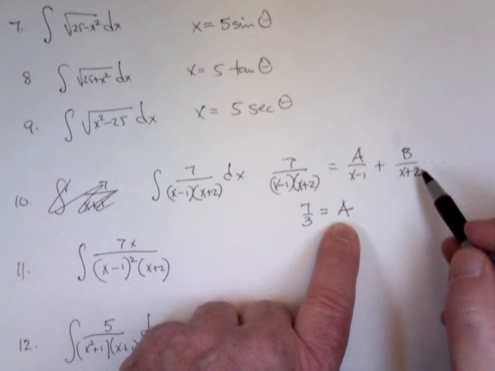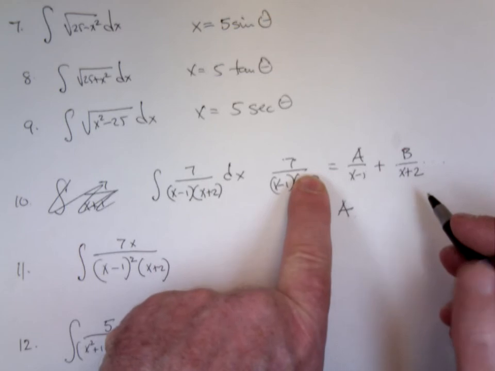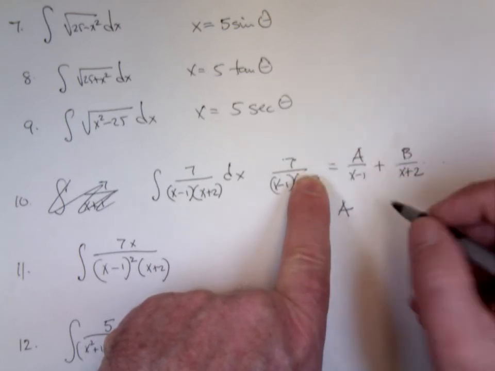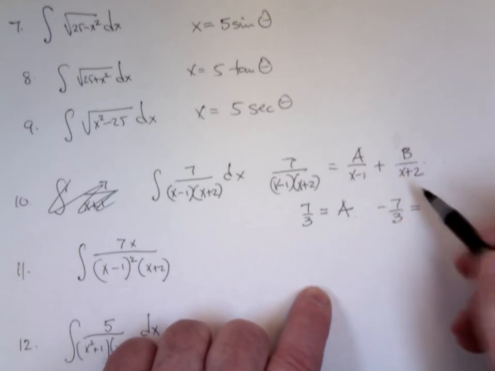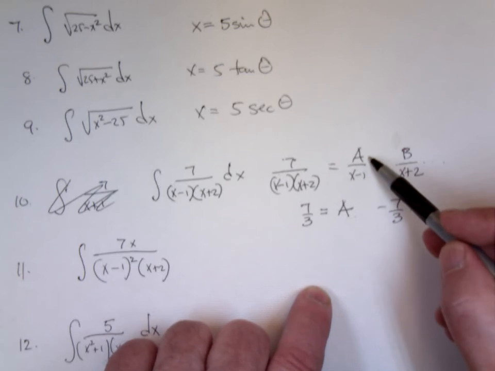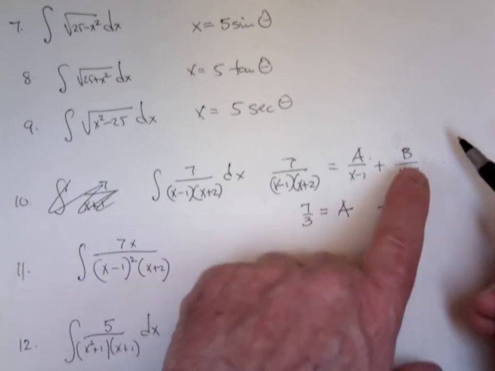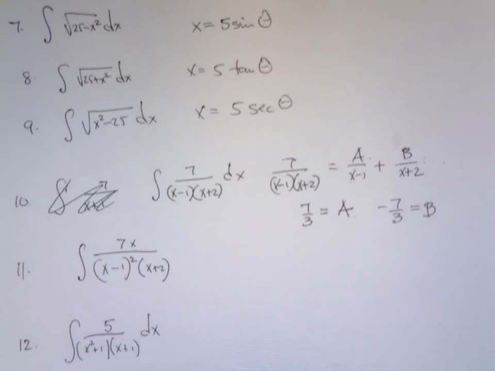To solve for B, multiply by x plus 2, let x equal negative 2. Negative 2 minus 1 is negative 3. Okay? We get a negative 7/3 here. On the other side, when you multiply this by x plus 2 and let x equal negative 2, you get 0. This is gone. Over here, the x plus 2's cancel. You have B. A is 7/3. B is negative 7/3. If you had this exact question on the test, the sum of the constants is 0. Okay?